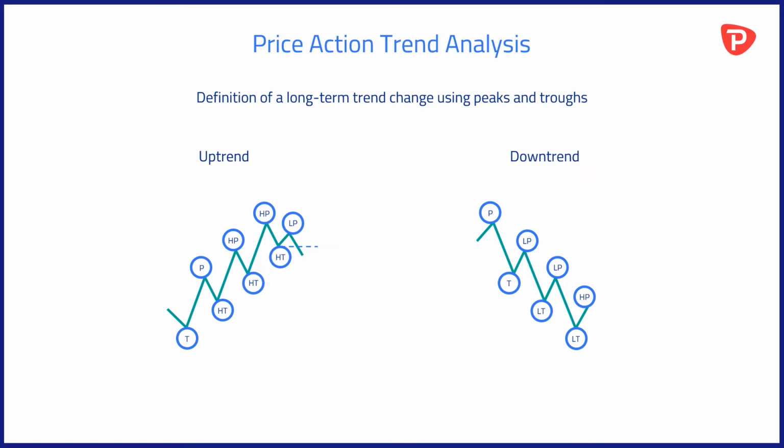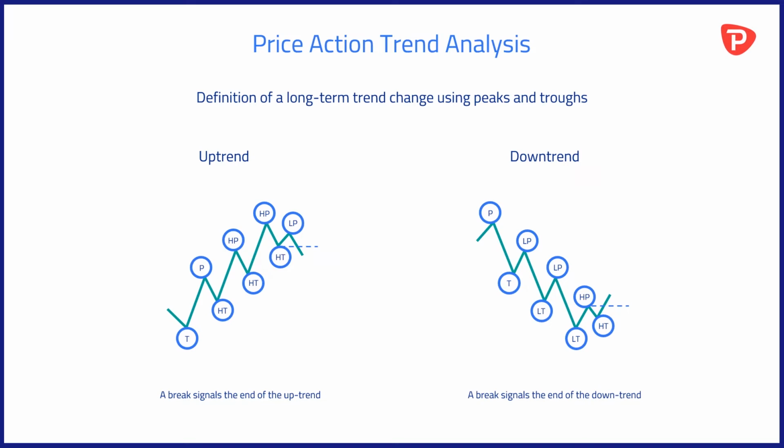The example on the right of the screen has a series of lower peaks and lower troughs, indicating a long-term downtrend. A change of trend occurs when price makes a higher trough and then continues up to make a higher peak. Once this sequence happens, the longer term price downtrend has ended and the sequence that starts a long-term uptrend begins.